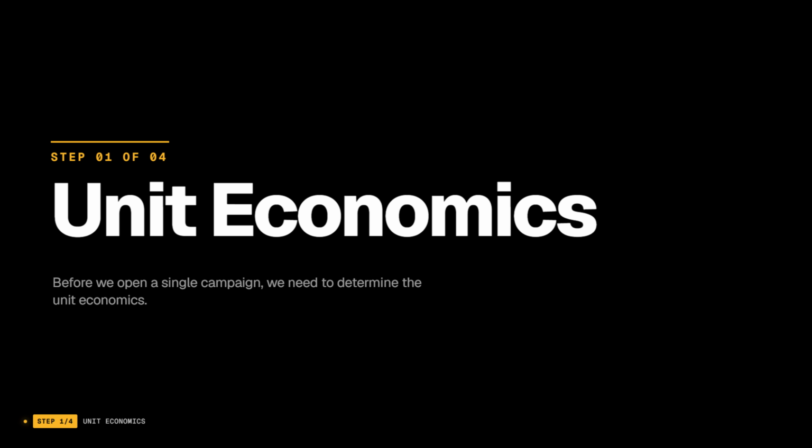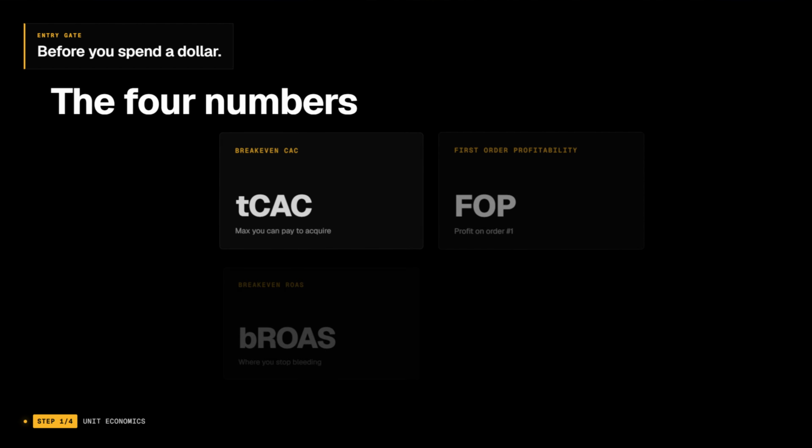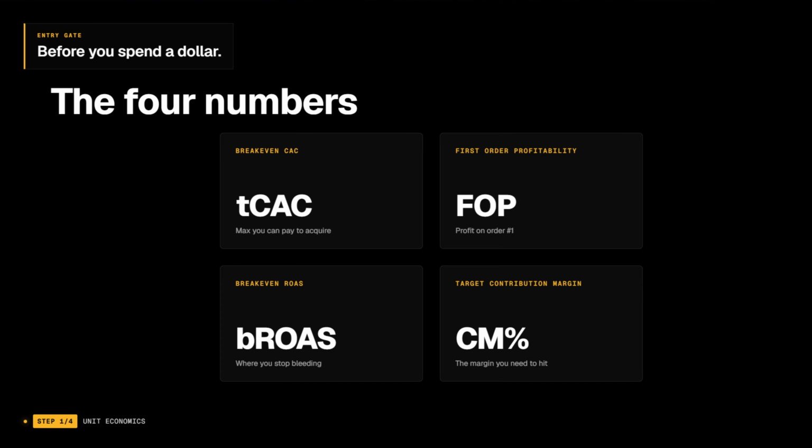Step 1, and this is the most important part because depending on the data, you understand if the account is actually doing well or not. So before we open a single campaign, we need to determine the unit economics. We need to find the break-even CAC, first order profitability, break-even ROAS, and target contribution margin. These 4 numbers are the foundation of everything. Without them, we're just moving levers without knowing if it's actually working or not.